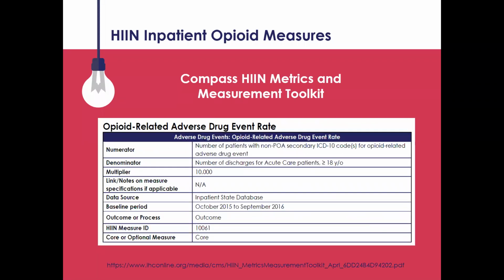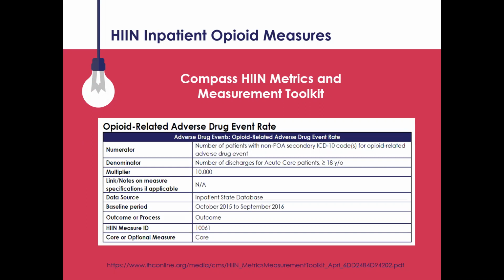The second of the two HIIN opioid inpatient measures is the opioid-related adverse drug event rate. This is data that comes from the inpatient state database, or IPOP data, and therefore is claims-based. So this is not something that is self-reported. The frequency by which your organization reports dictates how readily available your data is. We highly recommend you report monthly. Again, this allows for more real-time monitoring and analysis.